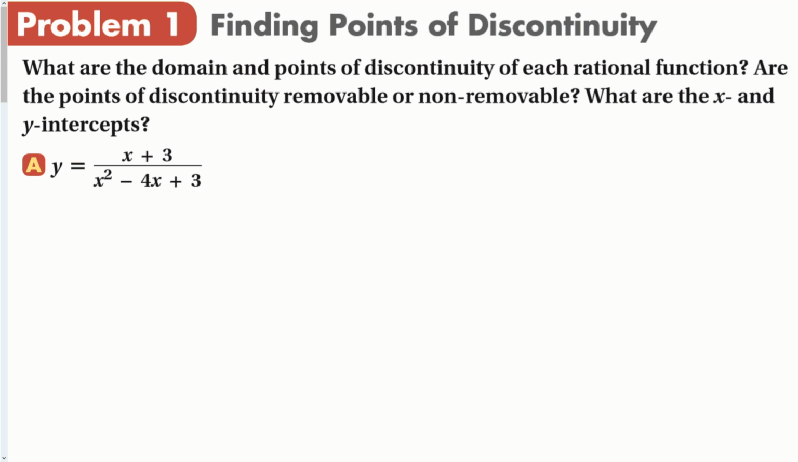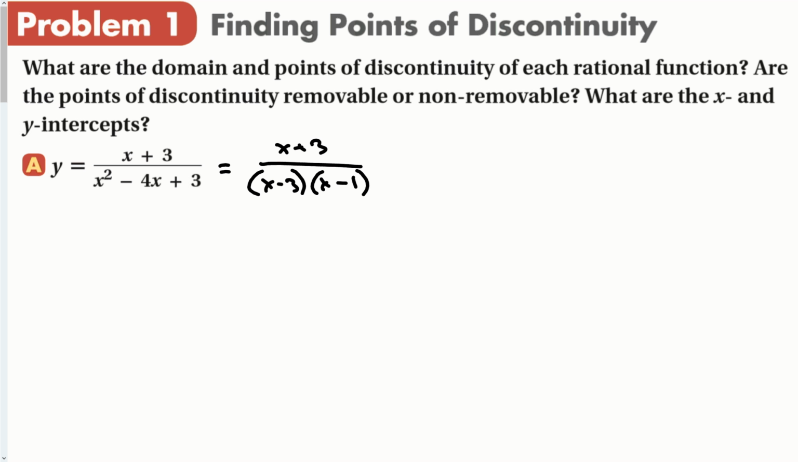What are the domain and points of discontinuity for each rational function? Are they removable or non-removable? What are the x and y intercepts? Okay, so let's see how you could go about looking at this function. This is a rational function. It's got x's in the top, x's in the bottom. It's a function in the top and a function in the bottom. The best way to start this is to factor it. So x plus 3 doesn't factor in the top, but the bottom factors into x minus 3, x minus 1.